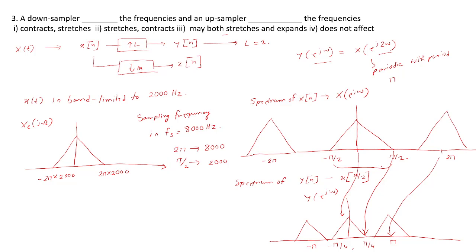So you see what is happening here. The bandwidth was minus pi by 2 to pi by 2, and here it is minus pi by 4 to pi by 4. So as a result of upsampling, the bandwidth is contracted. It creates the copies of original spectrum, but contracted copies of original spectrum. So upsampler is going to contract the frequencies. Similarly, we will see what happens in the downsampling case.